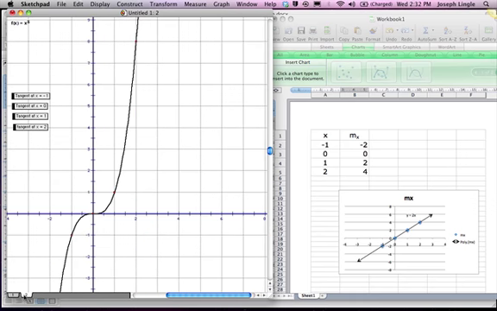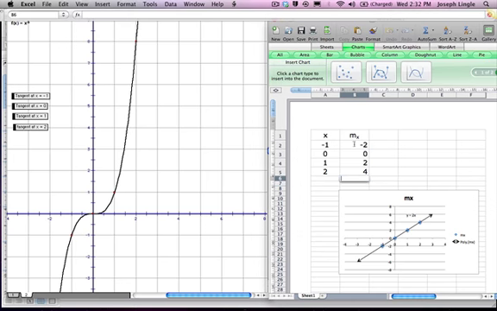Take a look at another one. This is the equation y equals x cubed. Let me clean up my spreadsheet here. Delete. Delete. Delete.